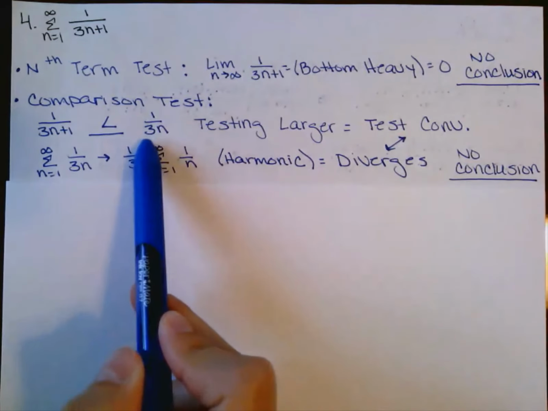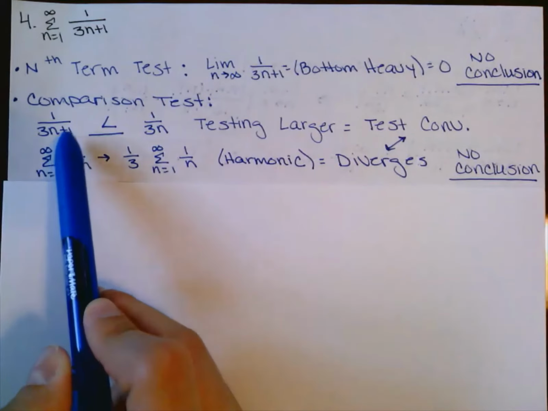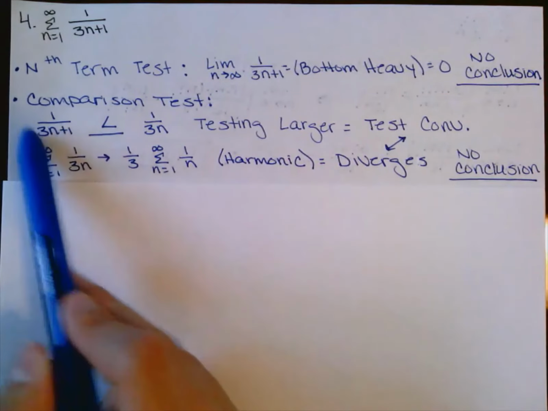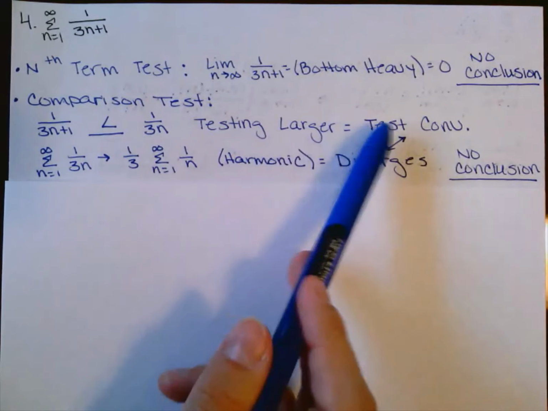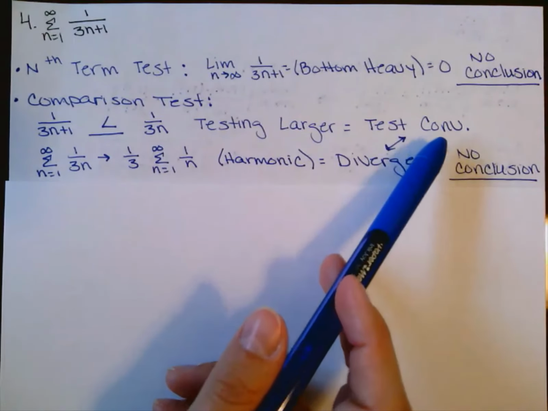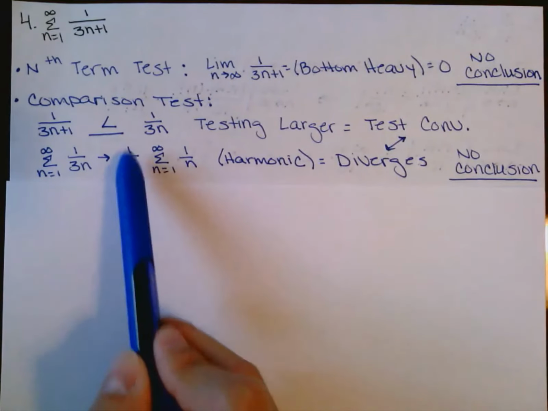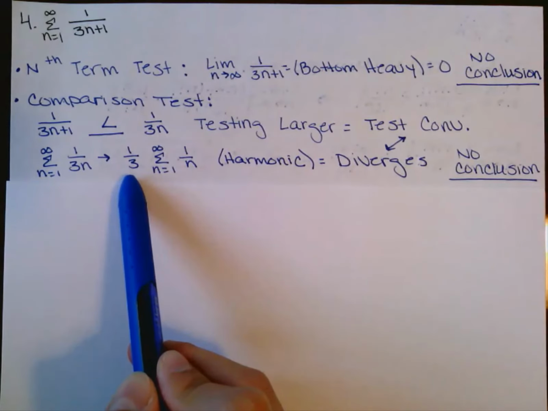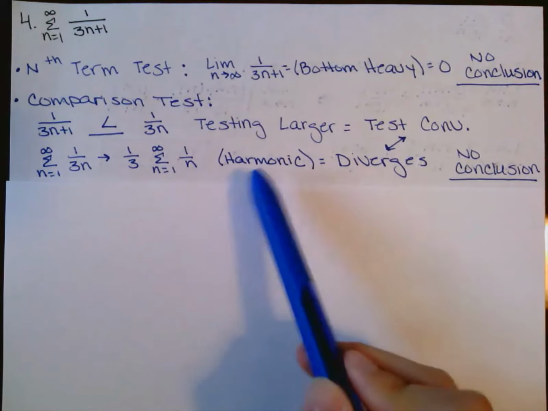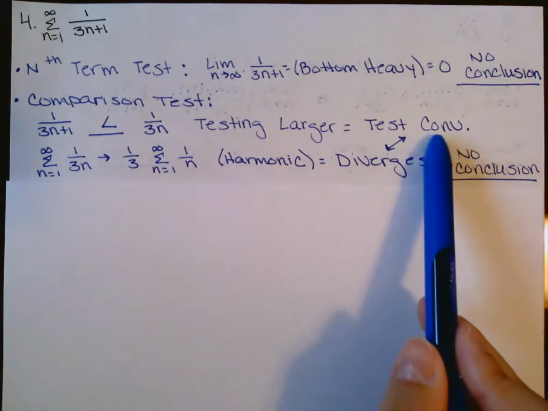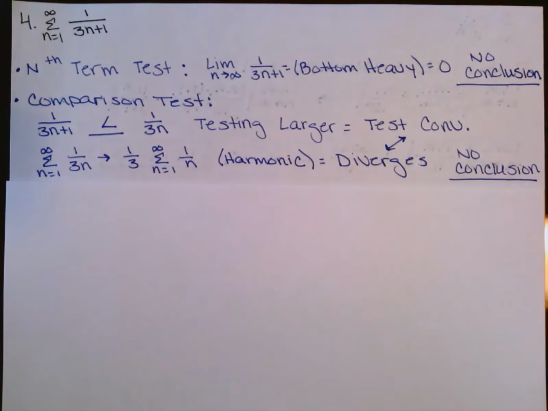I'm going to compare it with 1 over 3n. Now, because this has a plus 1 in the denominator, this denominator is bigger, which means this number as a whole is smaller. So if I'm going to be testing the larger one, then I'm testing for convergence, okay? So when I test this one, the larger one, I'm going to pull out that 1 over 3 as a coefficient in the front, and then I'm just working with 1 over n, which I know is a harmonic, and harmonics always diverge. Because I was testing for convergence and came out with divergence, I have no conclusion.